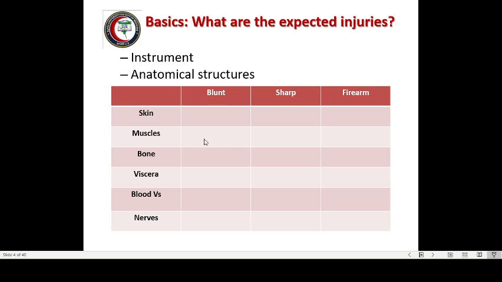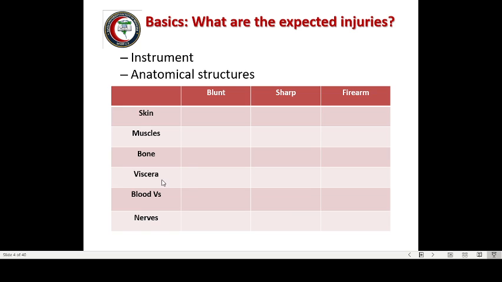And for muscles, there will be either contusion or laceration of the muscle. This depends on the force of the trauma. If the force is less than the elasticity, the muscle will suffer from contusion, collection of blood inside the muscle. While if the force is more than the elasticity of the muscle, there will be muscle tearing and laceration. Blunt trauma to the bone will produce fracture. It may be fissure fracture or comminuted fracture according to the force of the trauma.